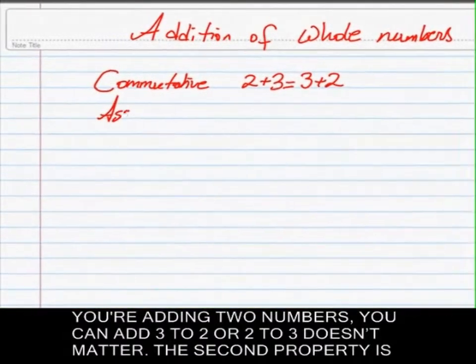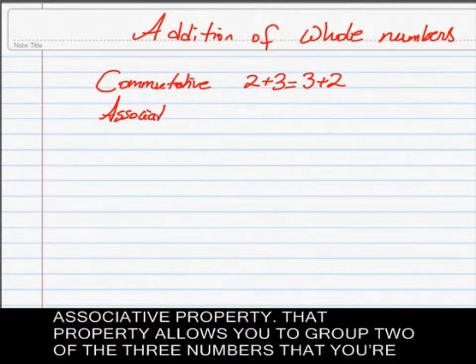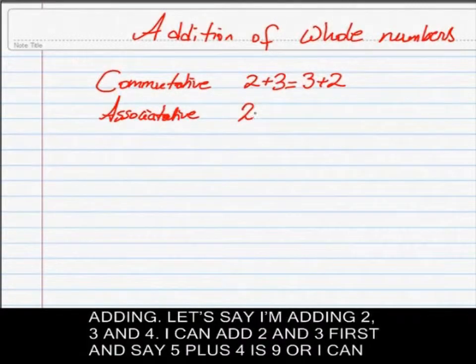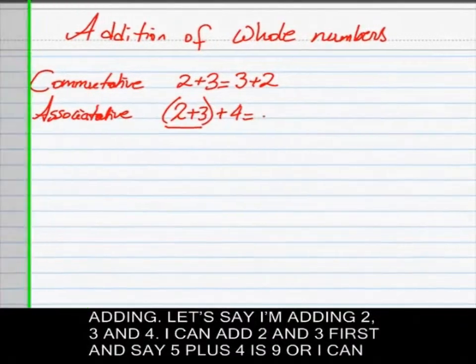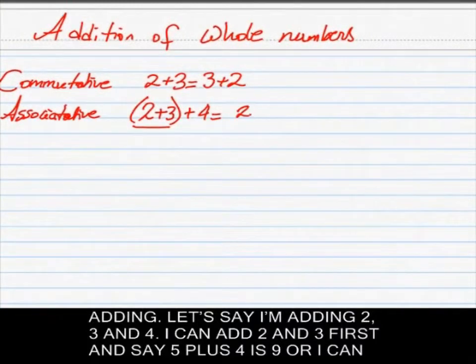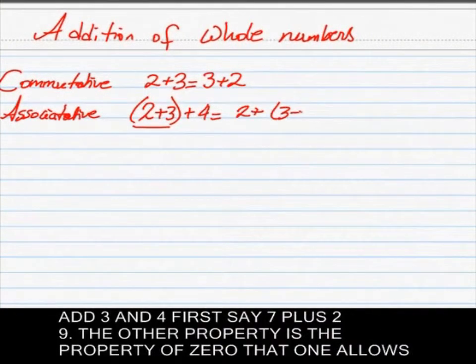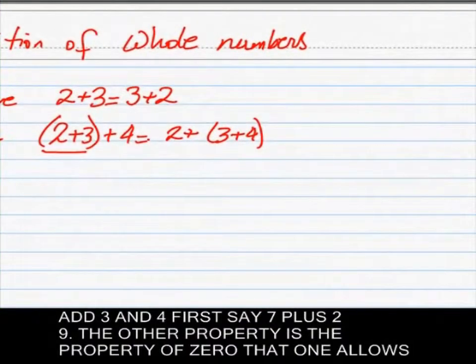The second property is the associative property. That property allows you to group two of the three numbers that you're adding. Let's say I'm adding 2, 3, and 4. I can add 2 and 3 first and say 5 plus 4 is 9. Or I can add 3 and 4 first, say 7 plus 2, 9.